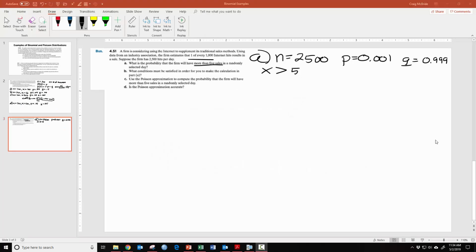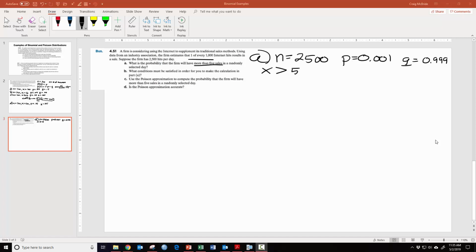Okay, so part B is just reminding us again of what we need to have in order for binomial distributions to work, right? We need to assume that the internet hits are independent and that the probability of a sale basically remains constant. And we talked about that already.